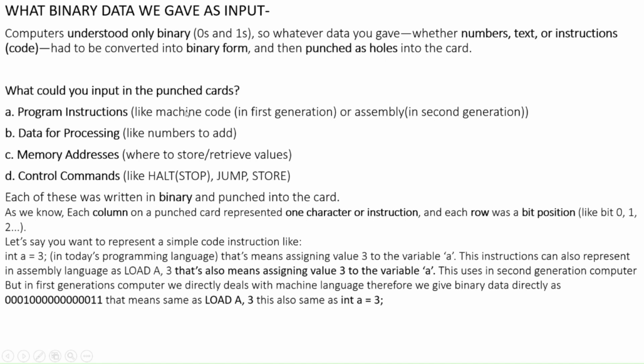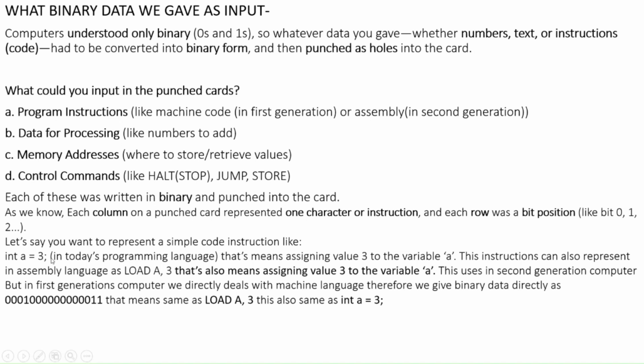What could you input in the punch cards? Programming instructions like machine code, or assembly in the second generation, obviously. Data for processing like numbers to add, memory addresses where to store or retrieve values, and control commands like stop, jump, store. Each of these was written in binary and punched into the card. As we know, each column on a punch card represents one character or instruction, and each row was a bit position like 0, 1, 2.